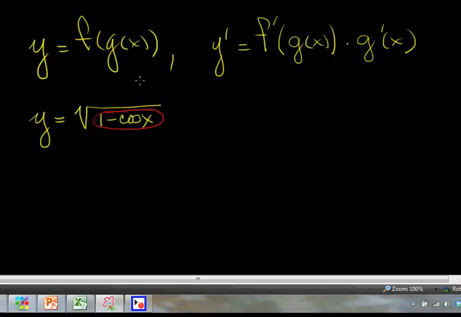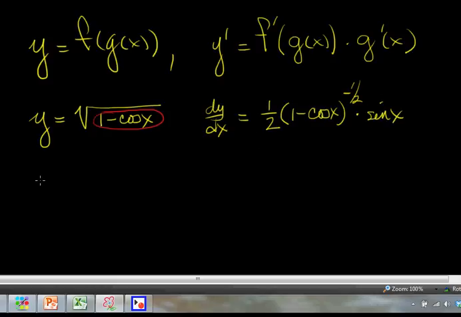So when we differentiate, we know the derivative of x to the 1/2 is, let's write, dy dx is equal to 1/2, not x to the minus 1/2, but g of x, 1 minus cosine x to the minus 1/2, times the derivative of the inside function. The derivative of 1 minus cosine x would be sine x. So that's our derivative. Let's do another example just by way of review.